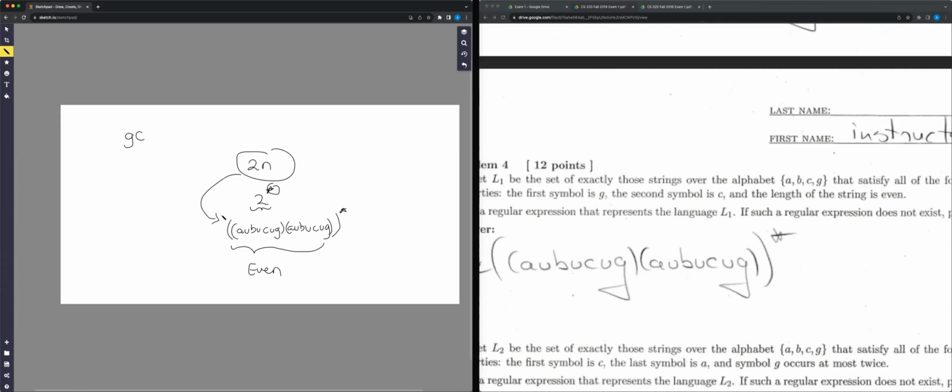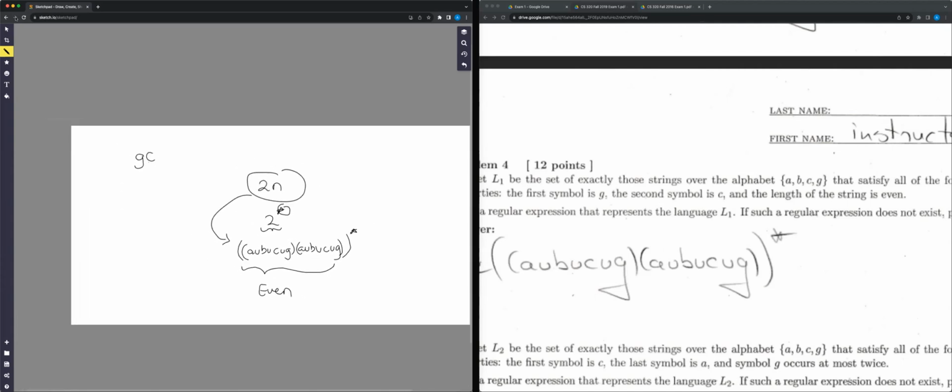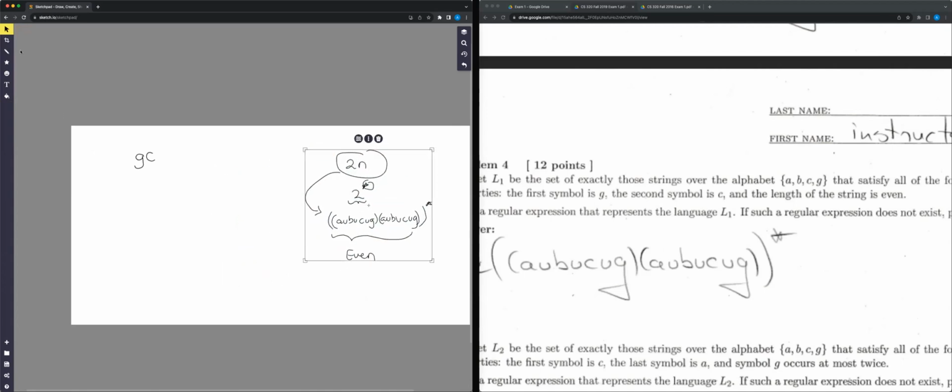Because I'm going to do the same thing for odd. Okay, so now let's go do odd. How do I make an odd number? Well, how do I represent an odd number? It's 2n plus 1. This part here we've already figured out. It's this thing here. So just A or B or C or G.